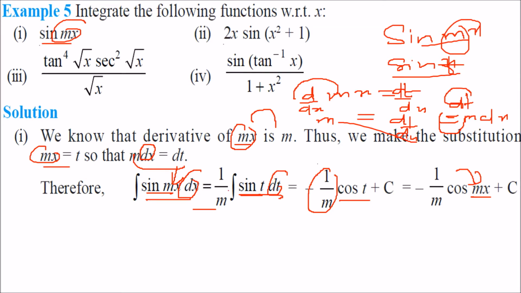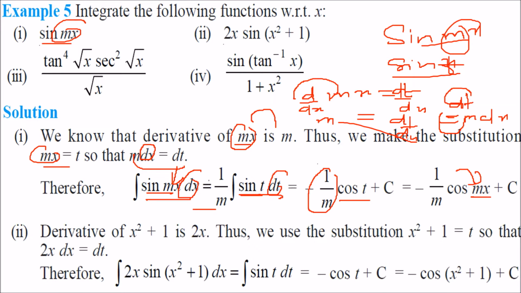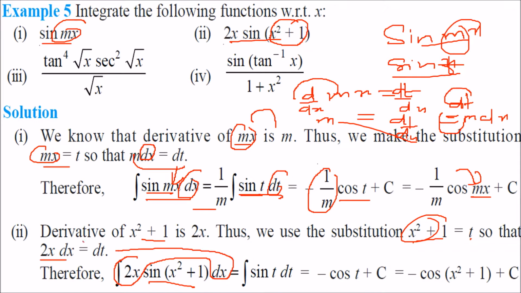Our integration became easy. Similarly, for this one, if we place x square plus 1 as t, dt will be 2x dx. You differentiate this side. So this 2x dx will be dt, and because we have assumed it to be t, this will be sin t dt, and again sin t is simple, minus cos t, and then t will be replaced by x square plus 1, so it will be minus cos of x square plus 1 plus c.